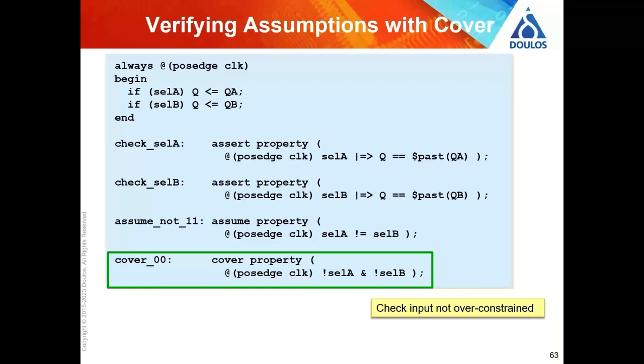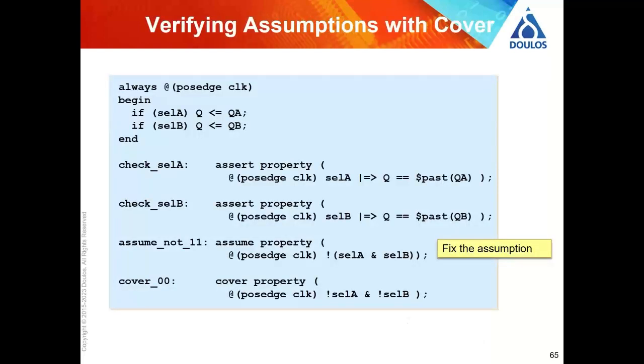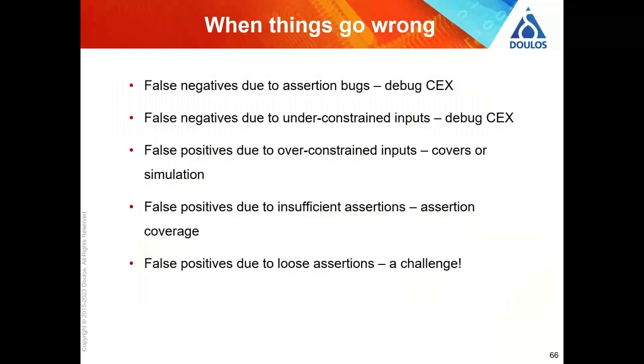If we now run that, what we find is that it's now unreachable. So that tells us that we've got a problem with our assume. Okay, so here, one of our covers is unreachable. So we can then look at that and hopefully fix it. We could also run a simulation, because if we run a simulation, then the assume is treated in the same way as assert. So again, that would then give a simulation error. Okay, so if we fix that, what we then find is it's all now going to hopefully work properly.